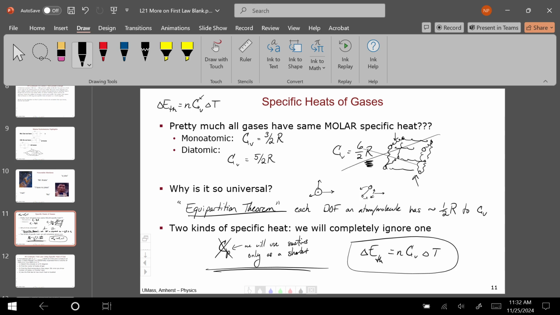Okay, so main takeaway from this slide, which you'll actually implement in actual problems, are these two values of capital CV for different kinds of gases. Keep in mind that most problems will try and trick you by just mentioning casually, oh, it's oxygen, and you have to know oxygen is diatomic in order to assign, oh, I secretly know its specific heat is 5/2 R.